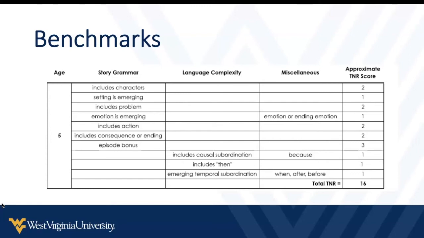And so a 5-year-old should be able to earn a score of 16, and certain skills, because this is on a 0 to 2, certain skills should be pretty high level, or I guess a 3 on the episode bonus. But these would be things where you expect the student to be.